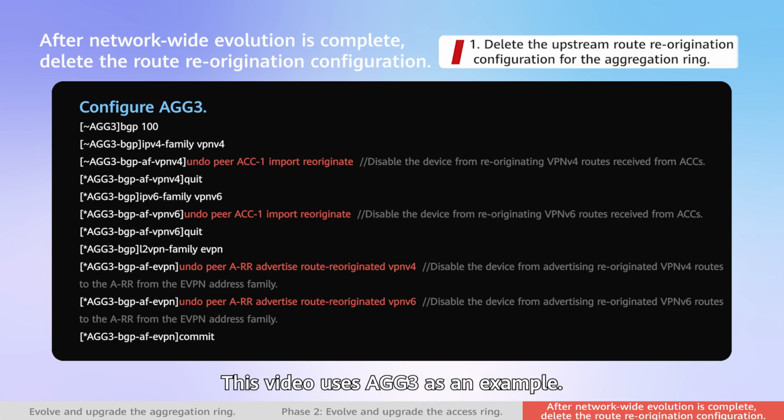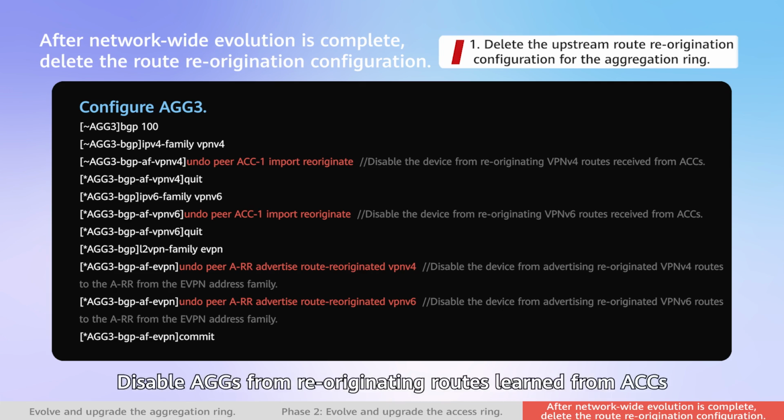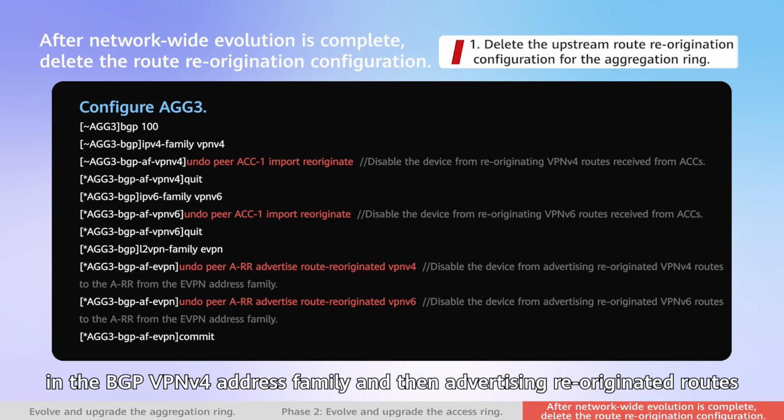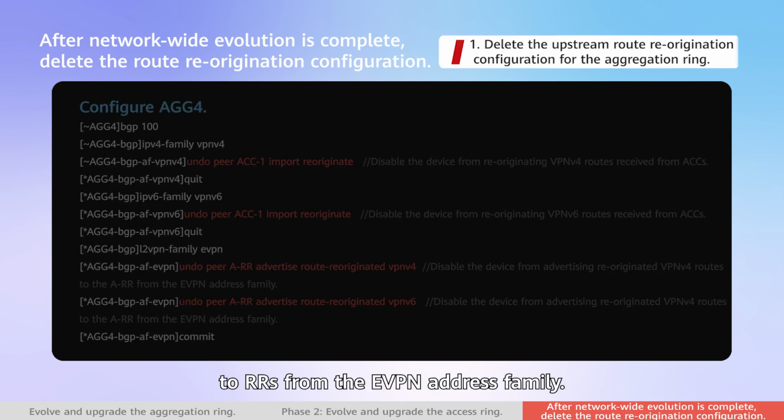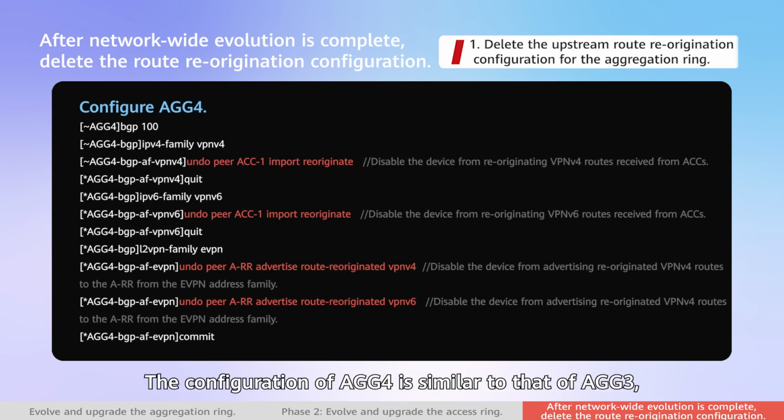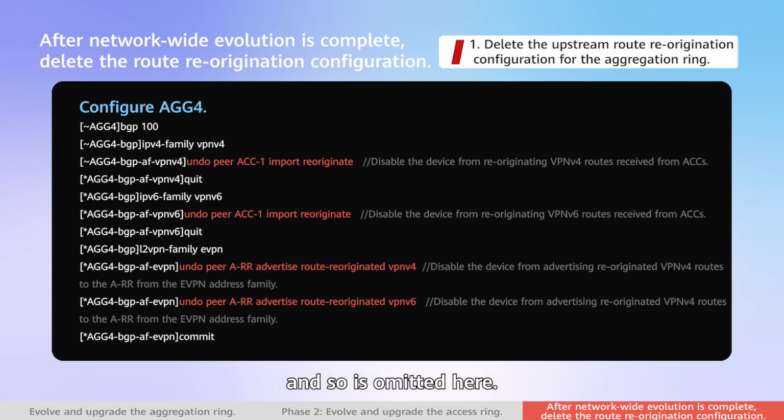This video uses AGG3 as an example. Disable AGGs from reoriginating routes learned from ACCs in the BGP VPN v4 address family and then advertising reoriginated routes to RRs from the EVPN address family. The configuration of AGG4 is similar to that of AGG3, and so is omitted here.